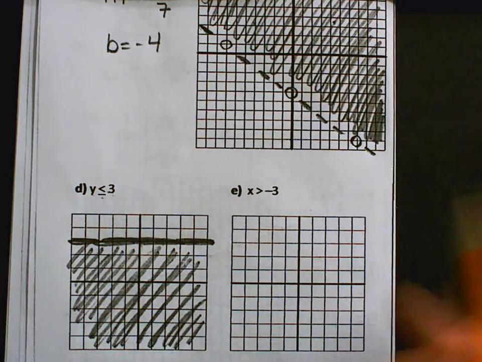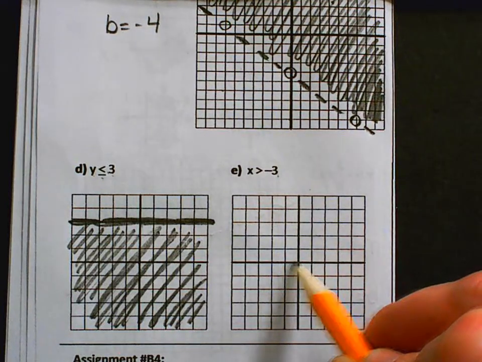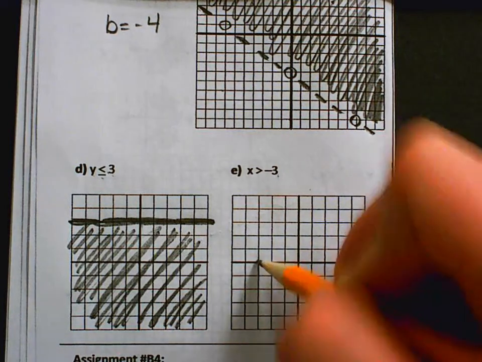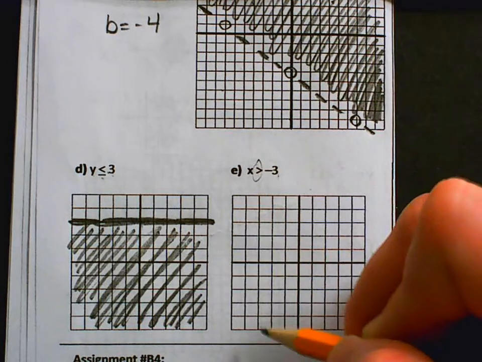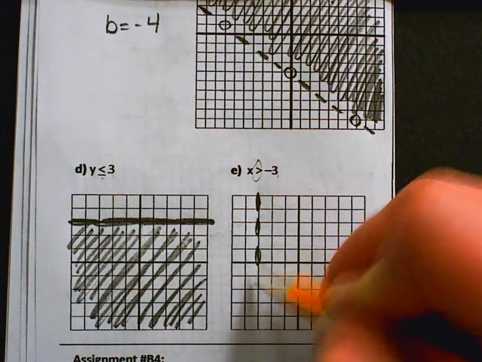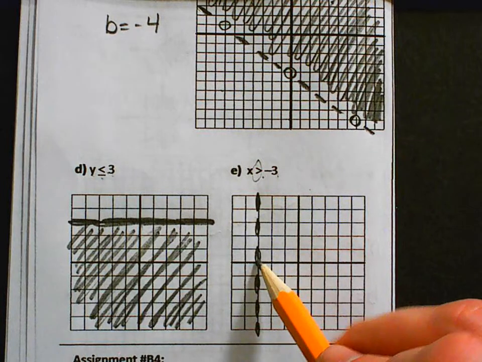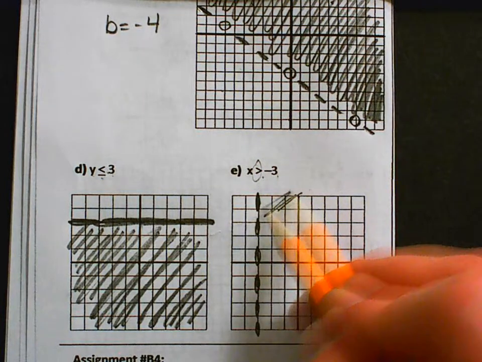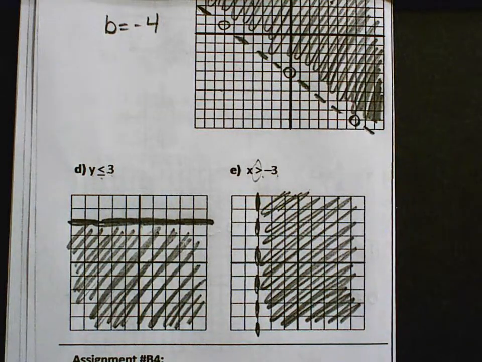Then we have x greater than -3. So you go to the x-axis and find -3, and you're going to draw a vertical line. Because this is greater than, you're going to do a dashed line. And because the number is greater than -3, it would be to the right of it. So it would be right there.